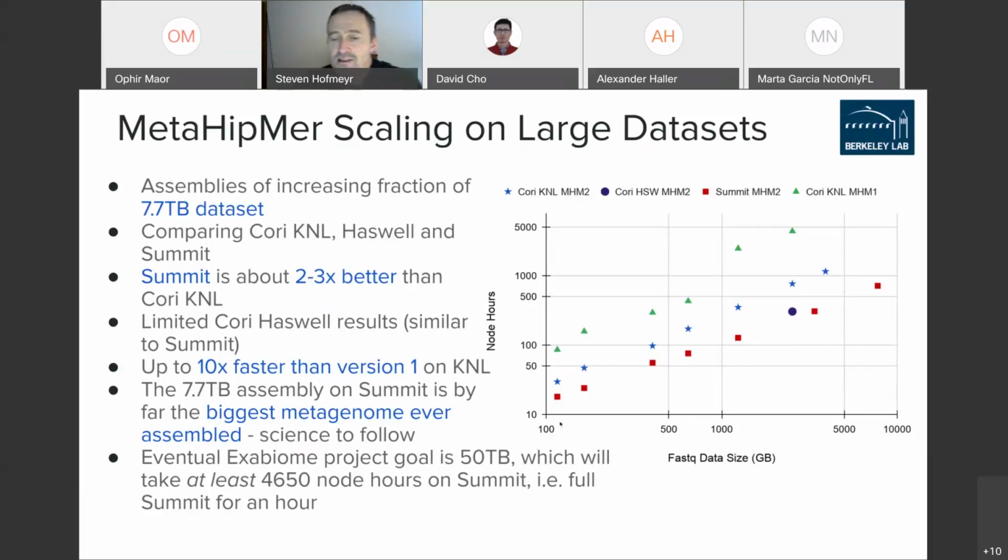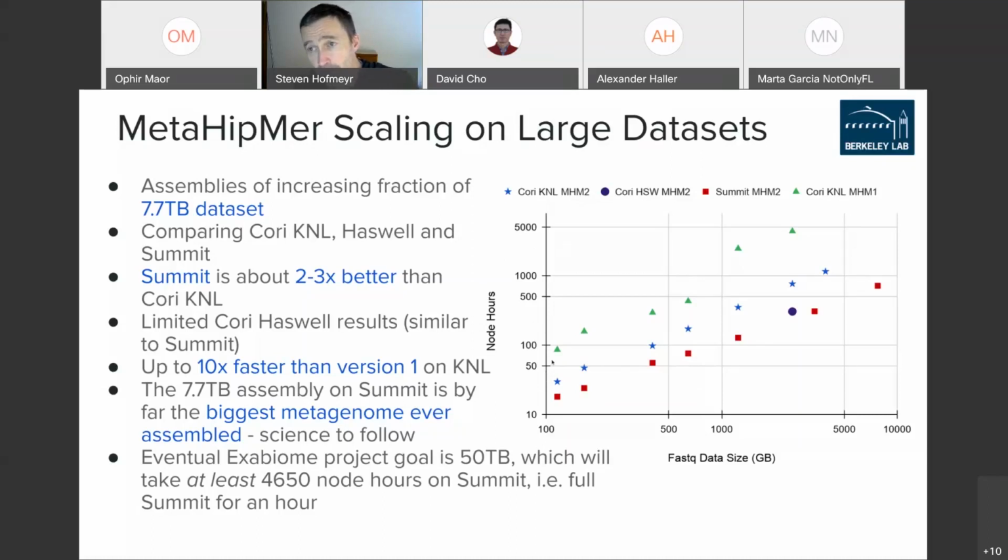But basically what this plot does is compare the performance on two different systems with different hardware. What we're showing on the y-axis is the size of the data set. This is achieved by taking the 7.7 terabyte data set and assembling just one chunk of it, and then co-assembling two chunks, and then three chunks, etc., all the way to co-assembling the whole lot of it. On the y-axis we have the node hours taken to do the assembly, and we're using this metric in particular because we can then compare different systems like Cori KNL with Summit. And these are both logarithmic axes. The lower the node hours, the better.